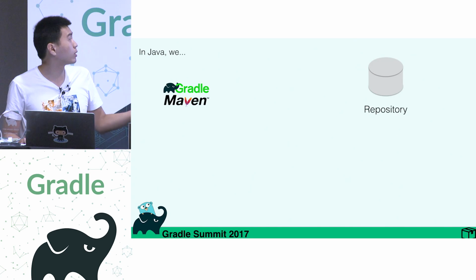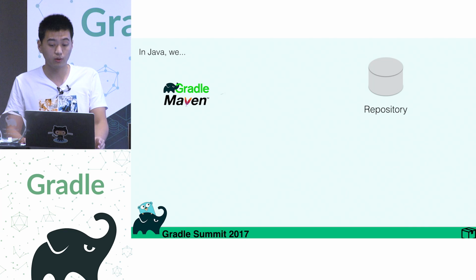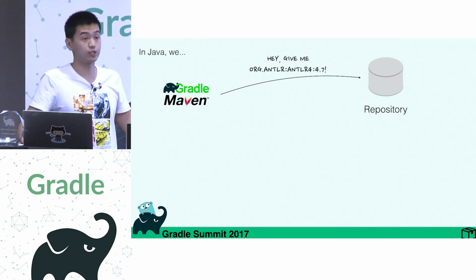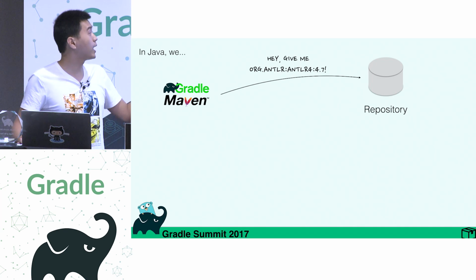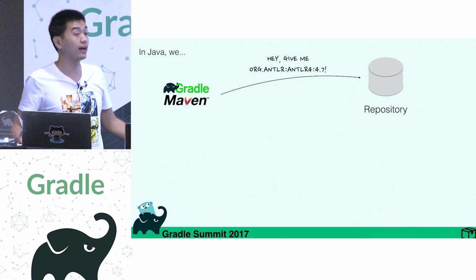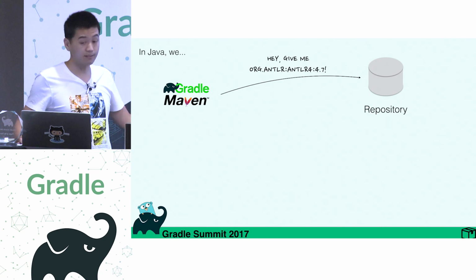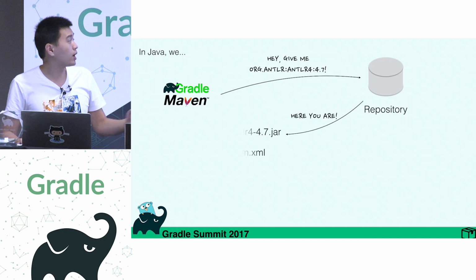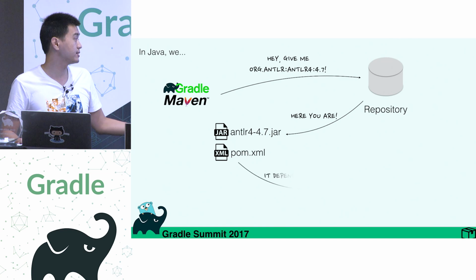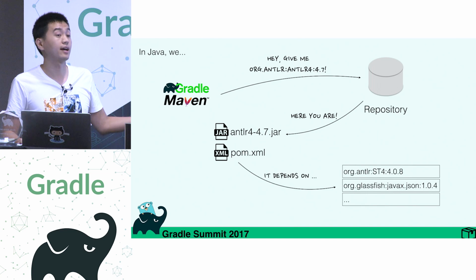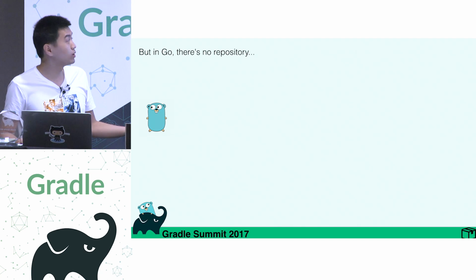And what's more, in Java Maven has a central repository, so when we need a package, we just say, hey, give me the dependency package with group ID org.undler and artifact ID undler4 and version 4.7. And the repository will answer, oh, here you are, and here are the transitive dependencies stored in pom.xml. Okay? But in Go, there's no repository.